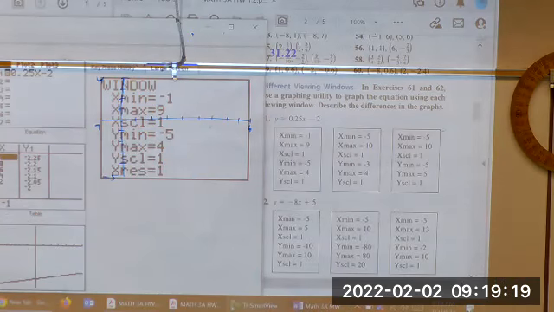Let's see how good I got this. I don't know how good it is. So then I hit graph. Well, not too bad. I wasn't too far.